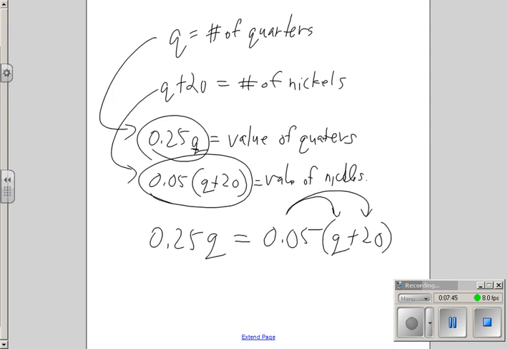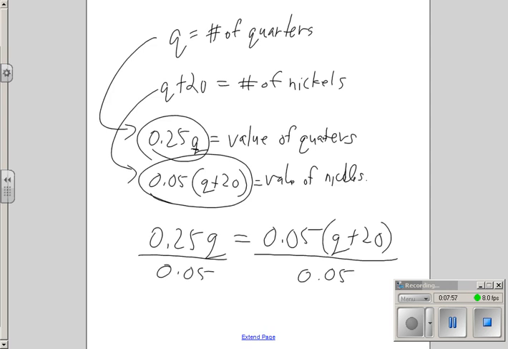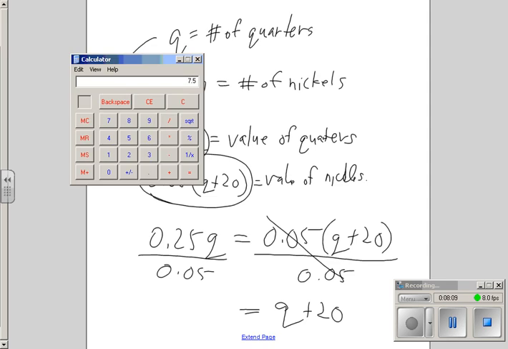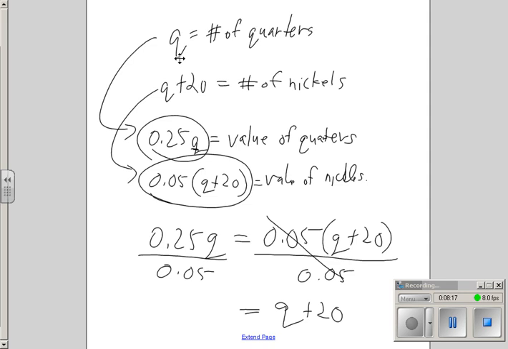Now, actually, we could do the distributive property, or just like we did in section 8.3, we can divide both sides by this amount here. Let's try that, see what happens. This is kind of fun. So I'm going to divide both sides by that. Instead of having that, I'm going to have Q plus 20 over here. And over here, I'm going to say, well, what is 0.25 divided by 0.05? This is actually an easy one, but use a calculator. The answer is 5. So when I divide these two, I end up with 5Q.